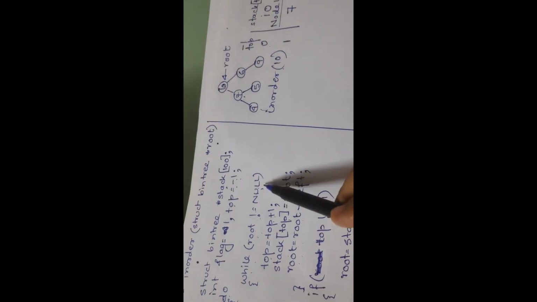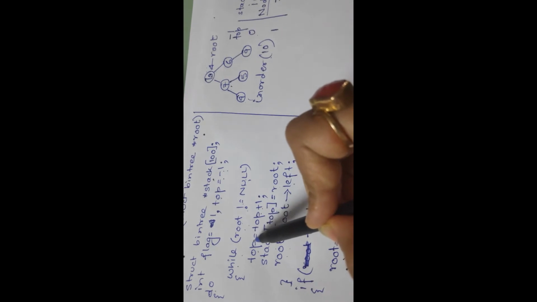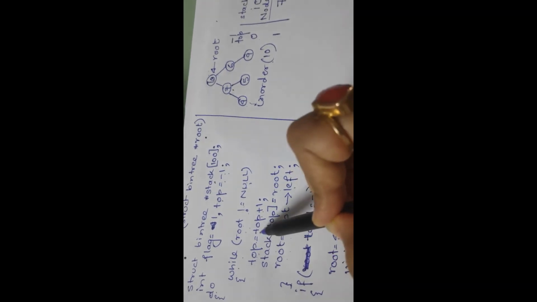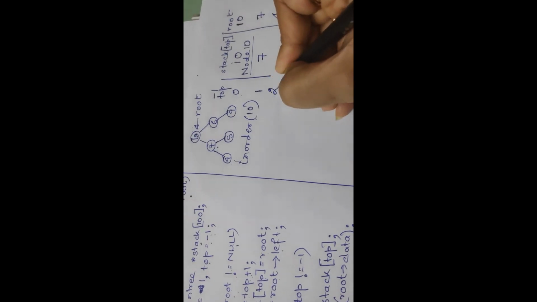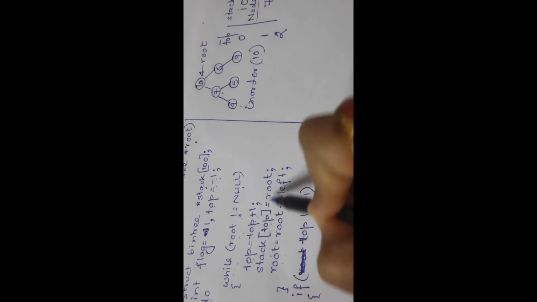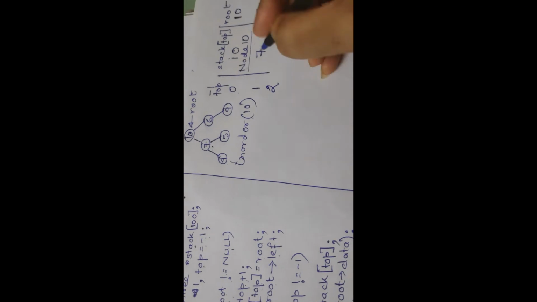Root not equal to null. Over here we have 4, and 4 is not equal to null, so it is true. We enter the while loop. Top is equal to top plus 1, so the top value becomes 2. Stack top is equal to root, so this node 4 is pushed onto the stack.